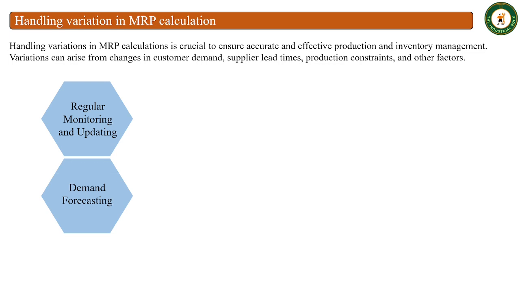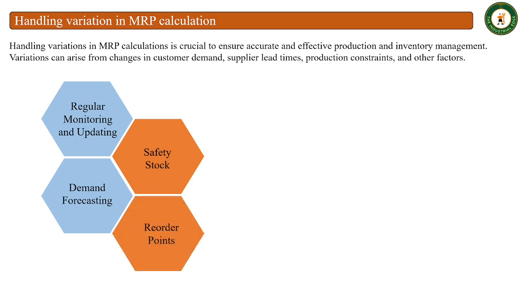Secondly, demand forecasting. Enhance your demand forecasting techniques to better predict changes in customers' orders and market trends. This will help you anticipate variation and adjust your MRP calculation accordingly. Third, safety stock. Maintain an appropriate level of safety stock to absorb unexpected variation in demand or supply. Safety stock acts as a buffer, allowing you to manage fluctuations without disrupting production or customer orders.